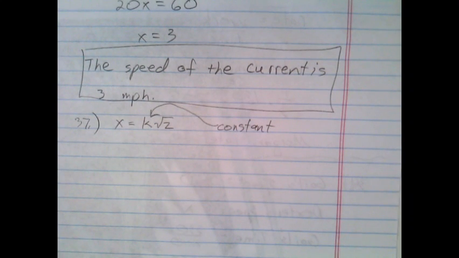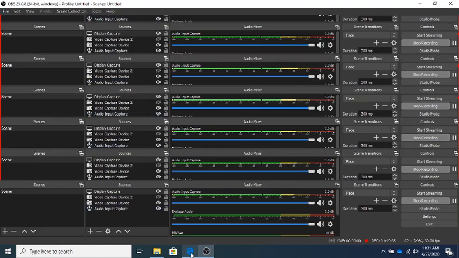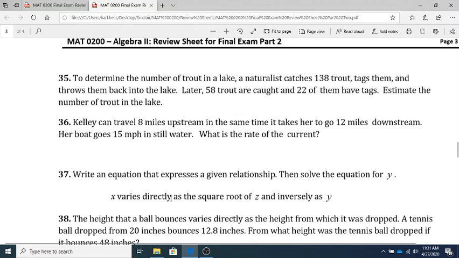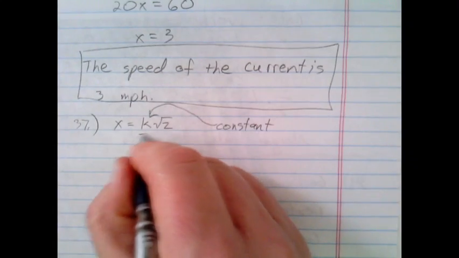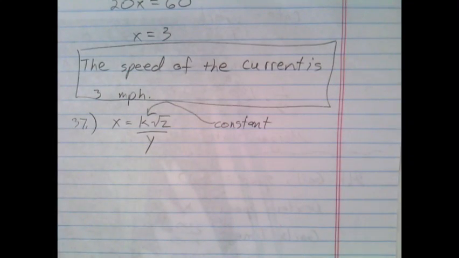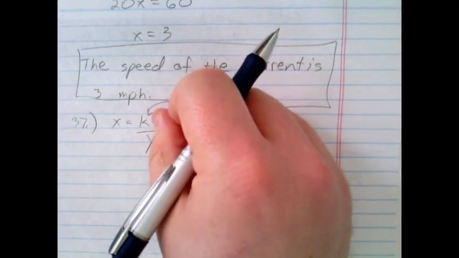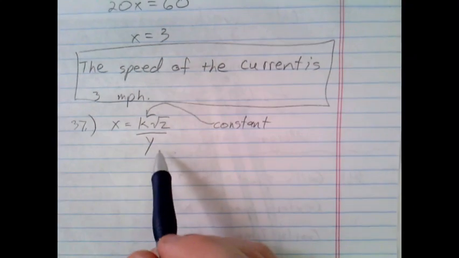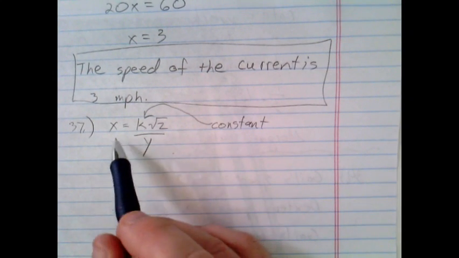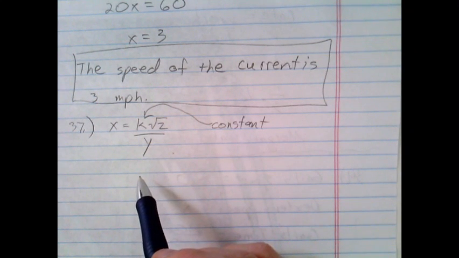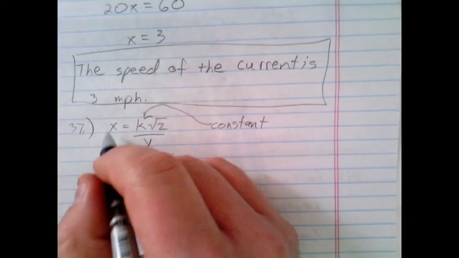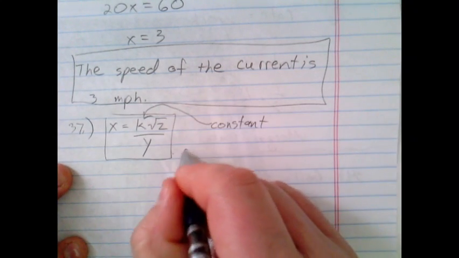And then it also said x varies inversely as y. That just tells me that y goes in the denominator here. Normally it would mean x equals a constant divided by y, but when you put all that together it gives you this statement: x is a constant times the square root of z, divided by y. That was the first part of the problem, part 1.